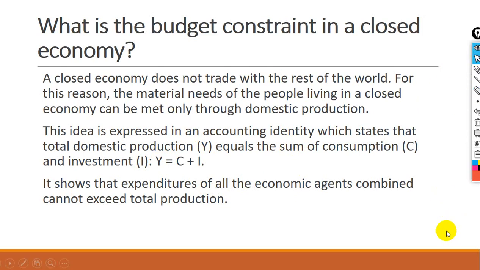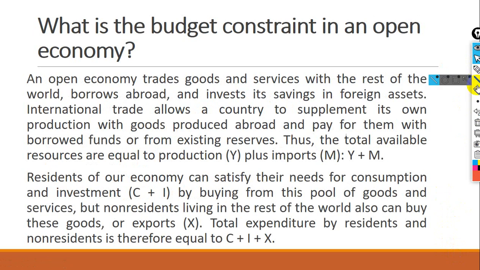What about in case of an open economy? In case of an open economy, the total resources of the country, which will be used in the production, are equal to production plus imports from abroad. So total available resources will be domestic production Y and imports from abroad M.